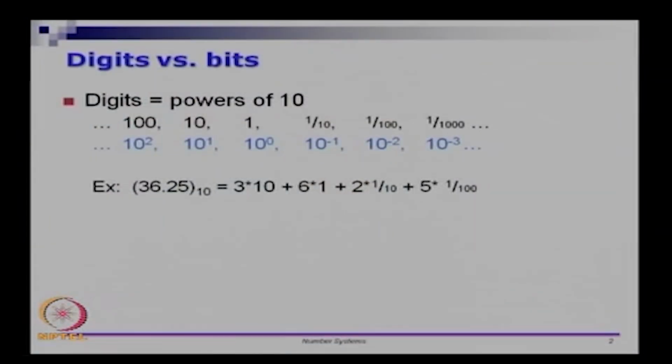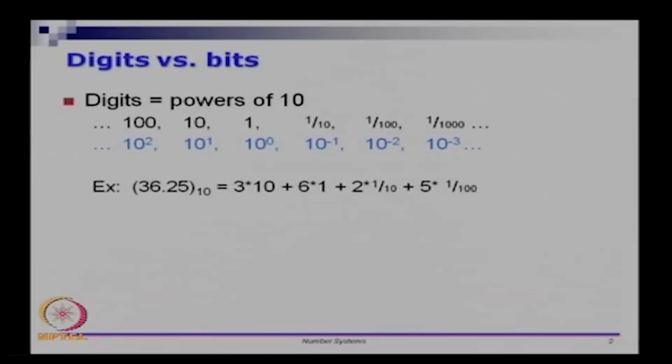So we already saw this notion of digits versus bits. When we say digits, they are in the powers of 10. We know that when we have ones, tens, hundreds and so on, they are actually 10 power 0, 10 power 1, 10 power 2 and so on. And we also have 1 by 10th, 100th and 1000th and so on, which is as good as 10 power minus 1, 10 power minus 2, 10 power minus 3 and whatnot.